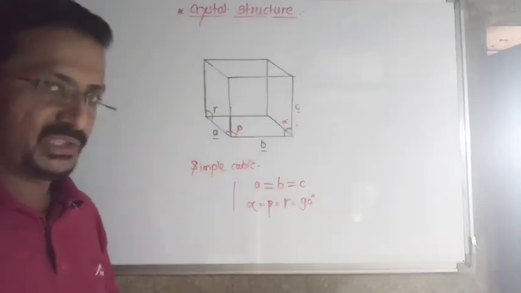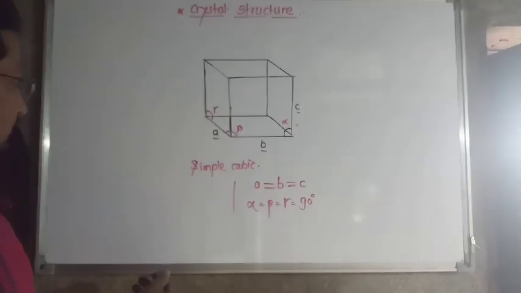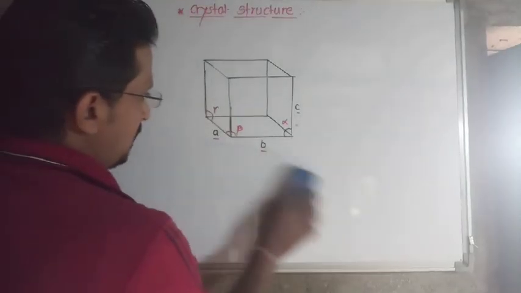Cubic is there, tetragonal is there, rhombohedral is there, orthorhombic is there, triclinic is there, hexagonal is there, monoclinic is there. So which we are going to study in the next lecture. Okay, it is the next part, isn't it?